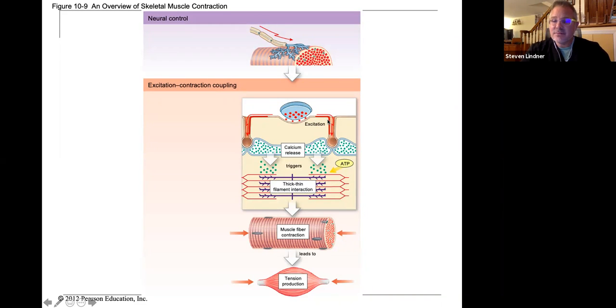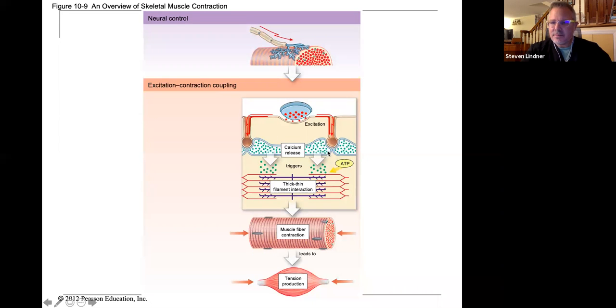This excitation is going to travel down this tubule. This tubule right here is called a transverse tubule or a T tubule. The T in T tubule stands for transverse. Why? Because this tubule runs transversely to everything else that's going horizontally here. So it's a transverse tubule. This transverse tubule is going to butt up against this structure right here that is called the sarcoplasmic reticulum, the SR for short.